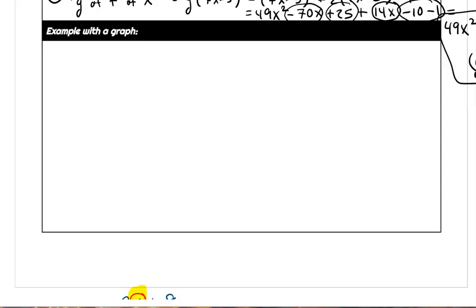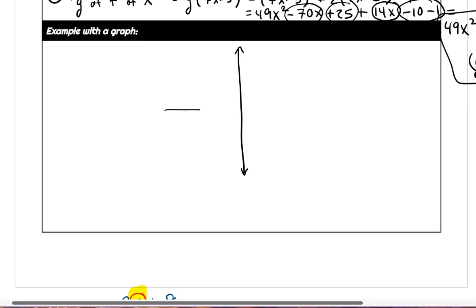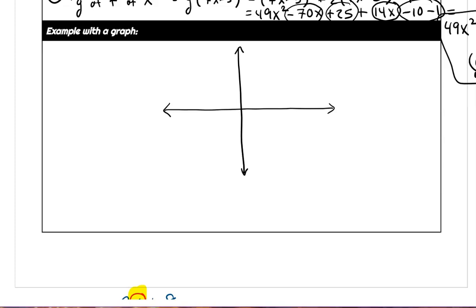So lastly, I want to go through how this might work if all you're given is a graph or a table of two functions. I'm just going to come up with some points here. This will be my f of x graph.